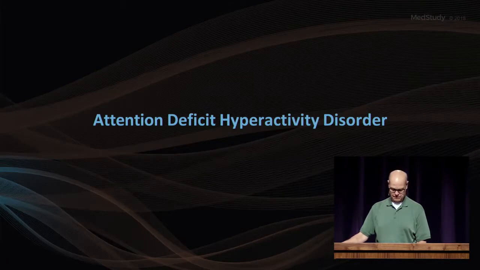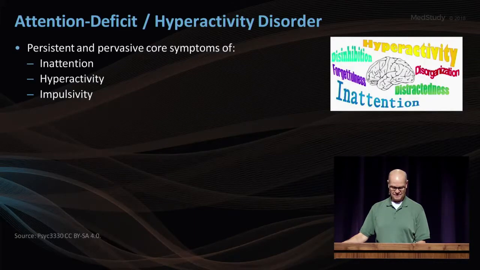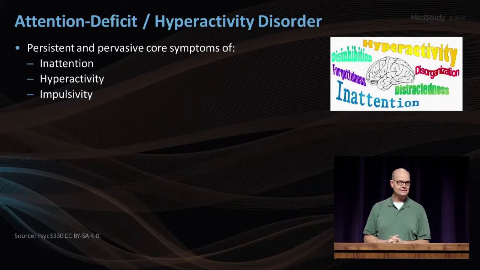At least for me, I probably have this morning, and let's see if I can pay attention. So, persistent and pervasive core symptoms: inattention, hyperactivity, and impulsivity. Obviously, oftentimes all three of these components are identified, but there are different DSM criteria that we'll be looking at for this.